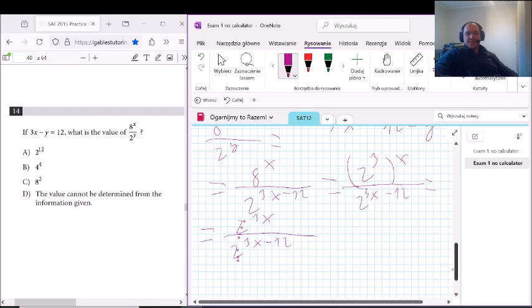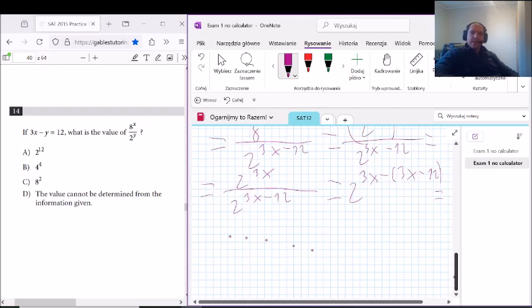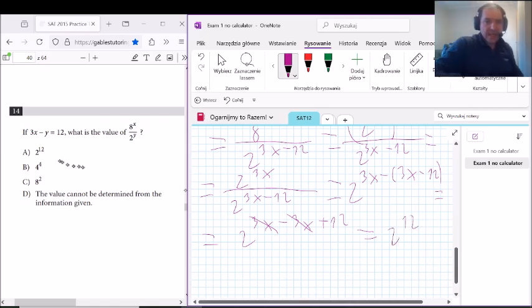And if we have the same basis and division, then we know that we need to subtract our exponents. So we will get 3x minus 3x minus 12, 3x minus 12 in bracket. But now we leave the bracket and we get 3x minus 3x plus 12. And those things cancel out and we get 2 to the power of 12. And we can see this is answer A.